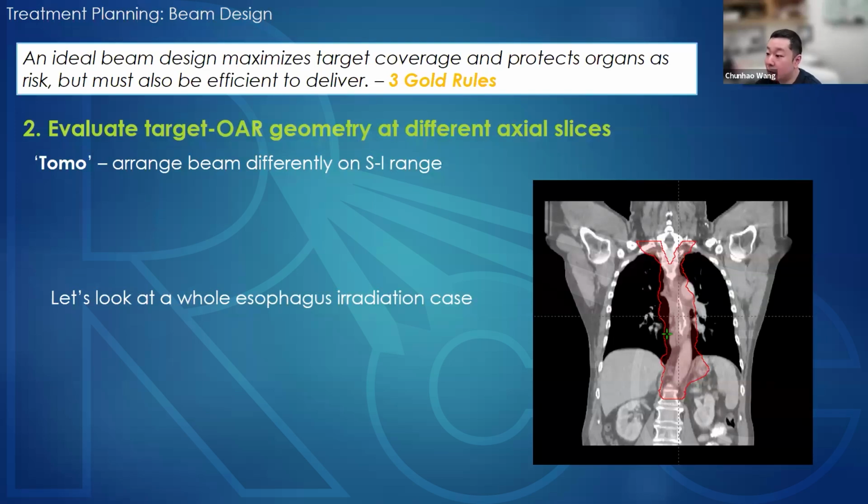In other words, we imagine ourselves as a tomo machine, and we arrange beams differently on the SI range, because there's no rule saying that we need to have one beam covering the entire superior-inferior range. So let's look at a whole esophagus evaluation case to understand what we are talking about over here.